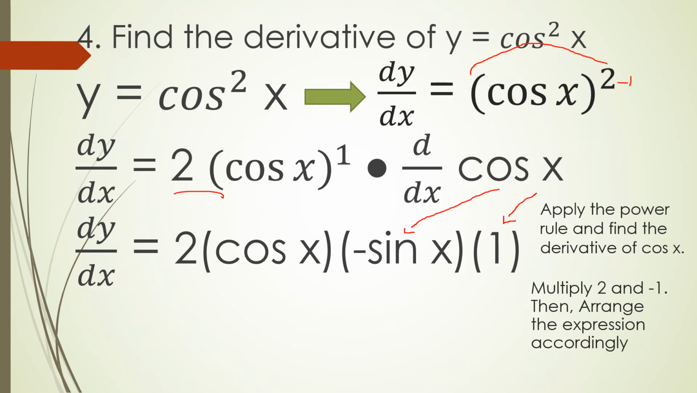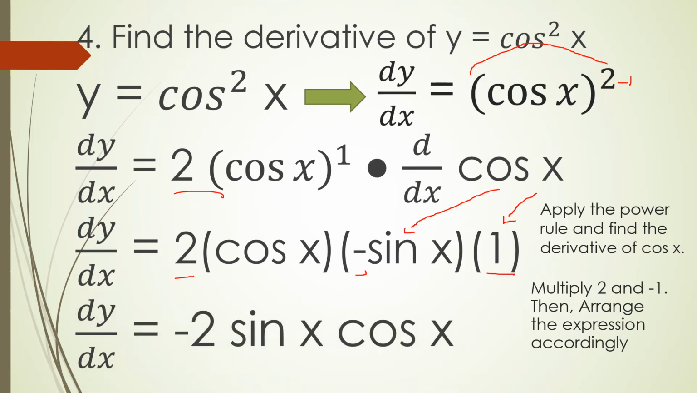What's next? Multiply 2, negative 1, and 1. Pero okay naman lang 1. So the answer is negative 2 sine x cosine x.